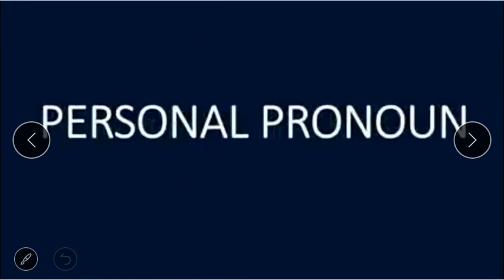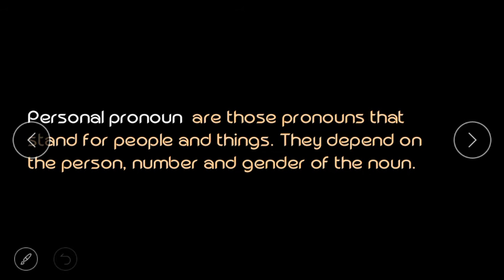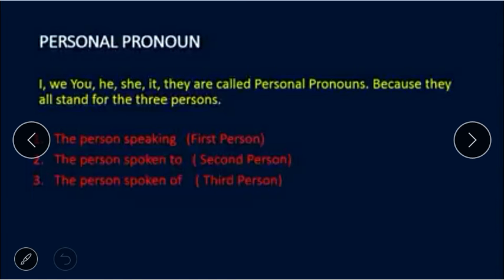Personal pronoun. Personal pronouns are those pronouns that stand for people and things. They depend on the person, number and gender of the noun. The words I, we, you, he, she, it, they are called personal pronouns. I, we, you, these pronouns are used for the person. She, he, these pronouns are used for the person.